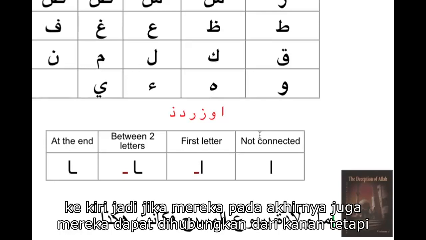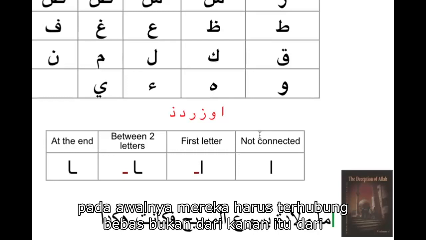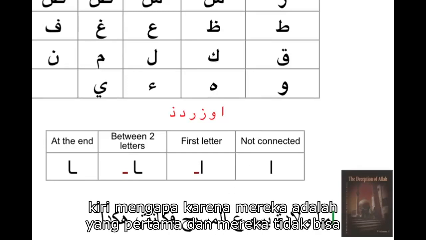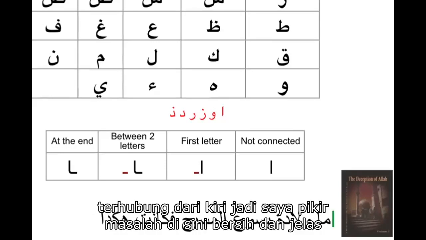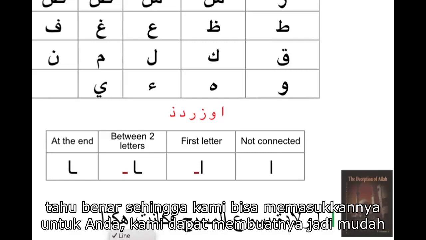So if they are at the end, well, they can be connected from the right, but anyway, there is nothing on the left. If they are in the beginning, they have to be free, connected not from the right, not from the left. Why? Because they are the first letter anyway, and they can't be connected from the left. So I think the issue here is clear. However, if any of you did not understand what I'm saying, please let me know. All right, so we can clear it out for you, and we can make it simple.